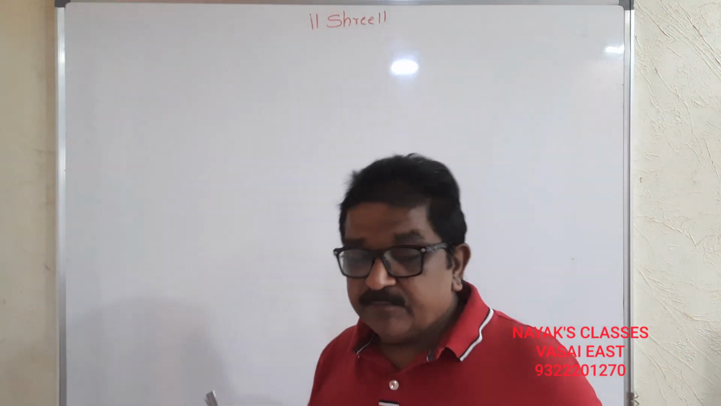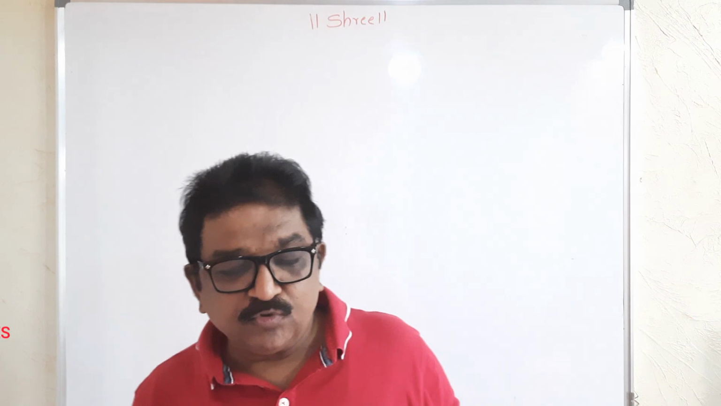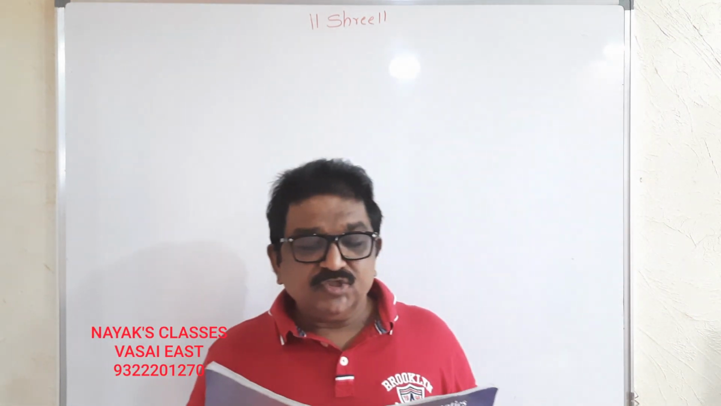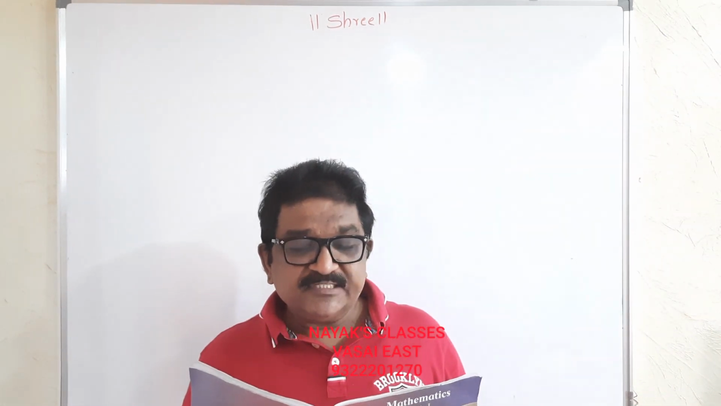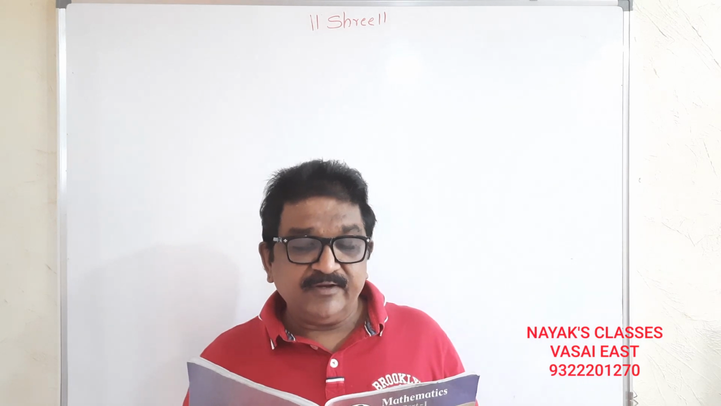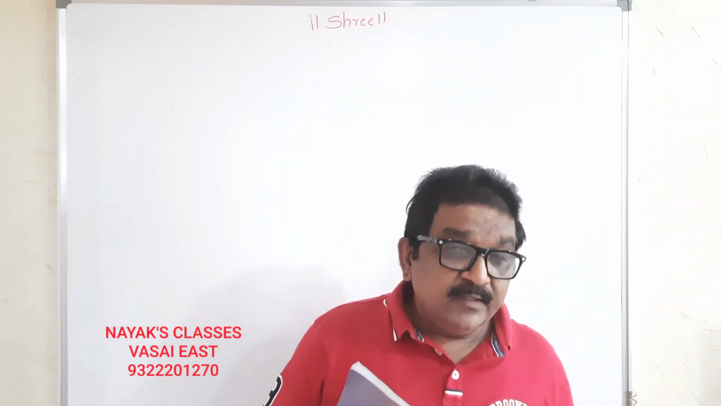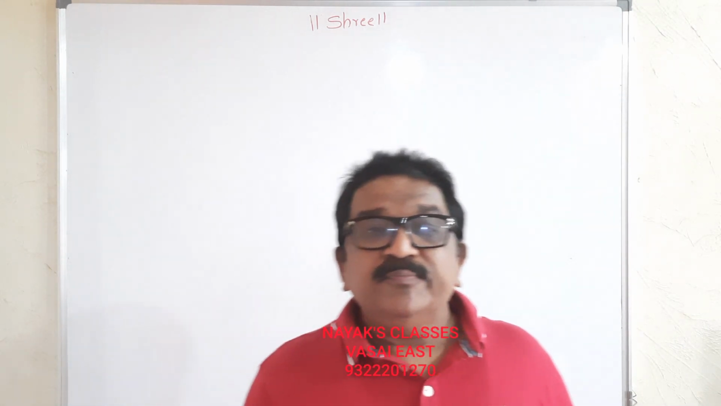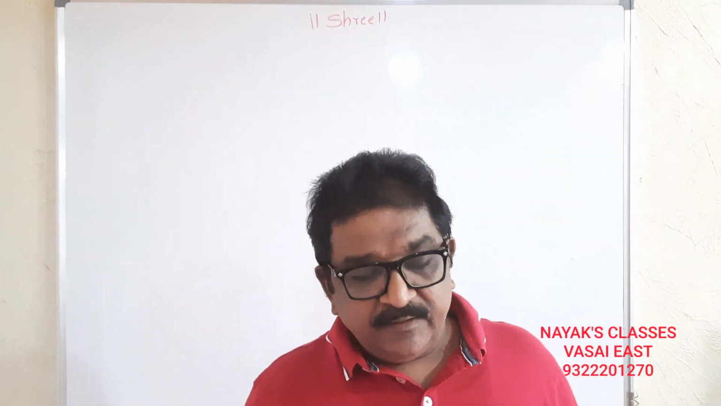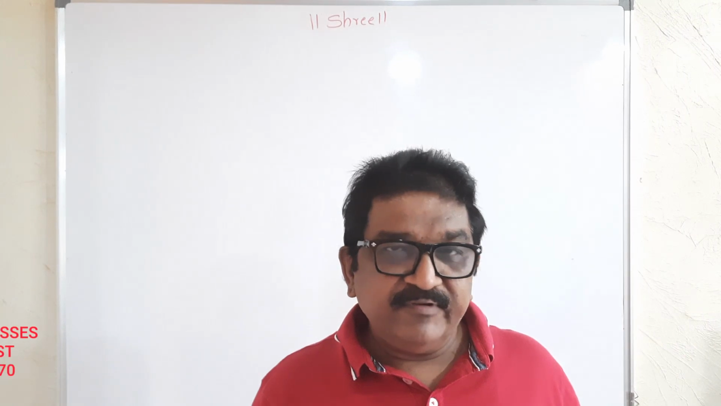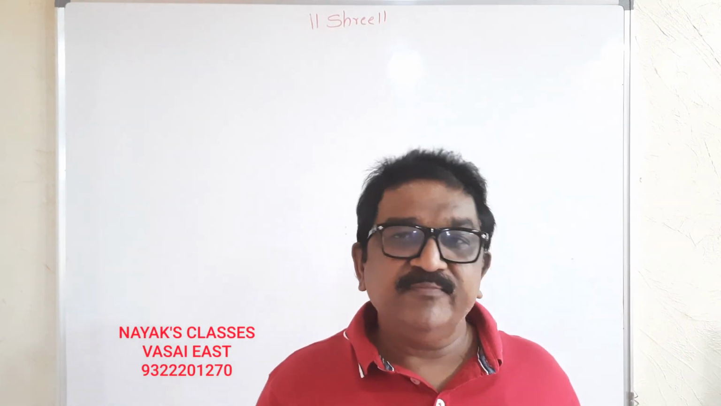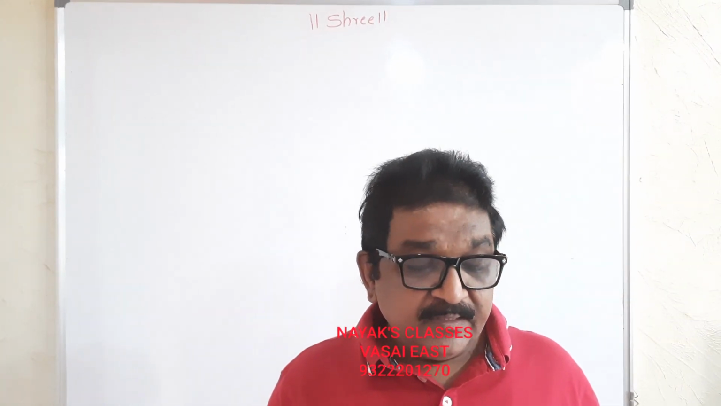So we are on page number 43, exercise number 2.4. Find the values of a, b, c for the following quadratic equations by comparing with standard form.